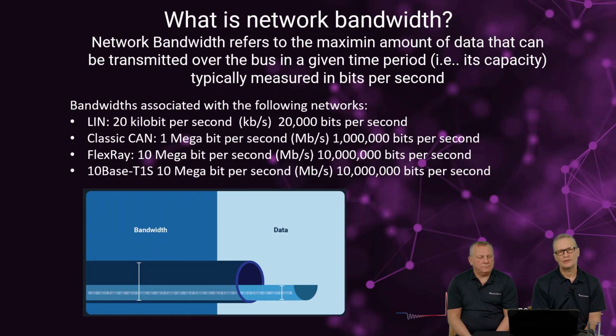Classic CAN, which is your standard CAN for want of a better description, maximum 1 mega, so 1 million bits per second. A lot of data. Then we get to the likes of FlexRay, which is 10 million bits per second, which is kind of mind-blowing. And then 10BASE-T1S, this automotive Ethernet, again 10 megabits per second. So you might ask yourself, well, we've got one network already, why do we need another one at the same speed? Great question, which we'll answer later on.